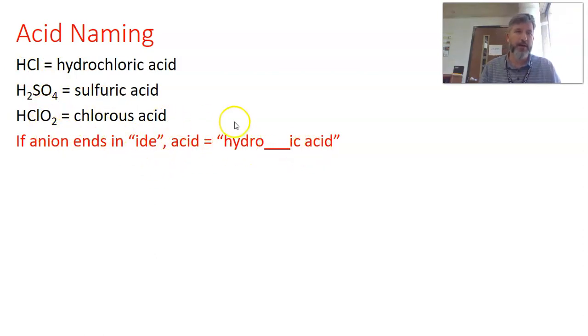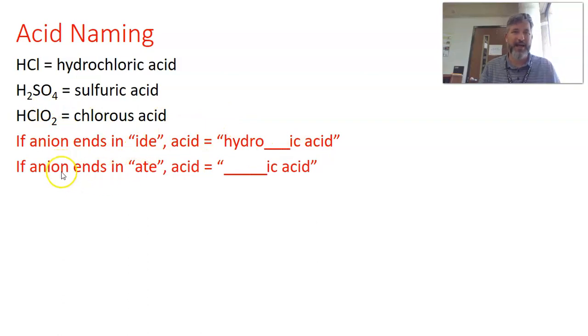All right, and then the next rule is if the anion or negative ion ends in ate. So for example, the second one up here, H2SO4, that negative ion, SO4 2-, is called sulfate, right? So there, the anion ends in ate. So we don't give it a hydro prefix, right? We just give it an ic suffix. So this becomes sulfuric acid. So sulfate becomes sulfuric acid, okay?